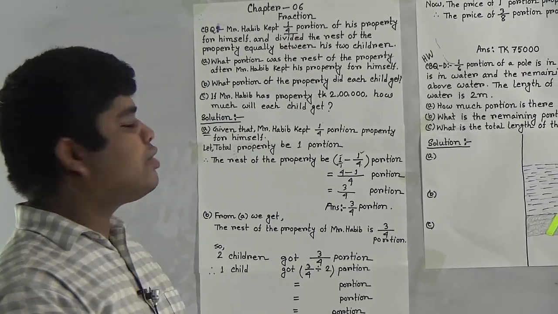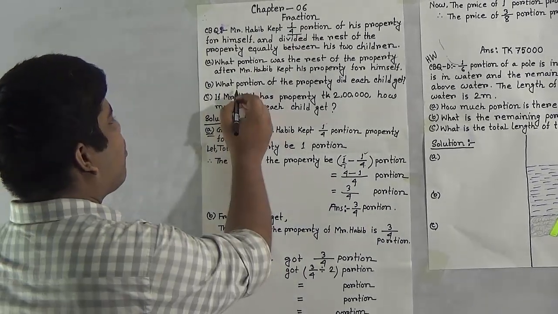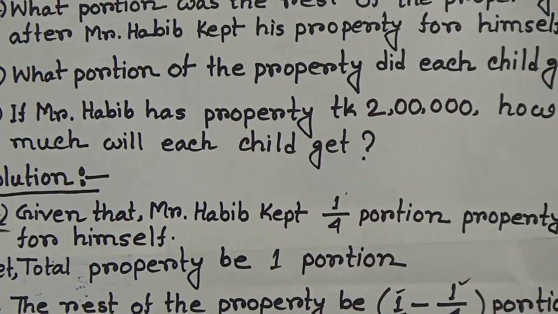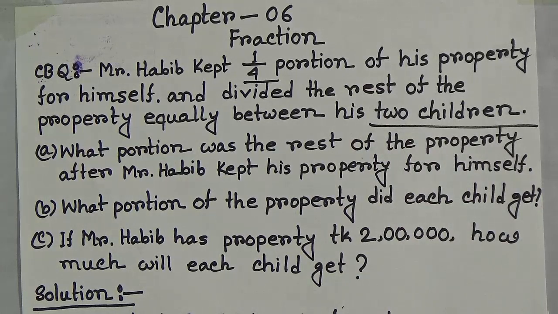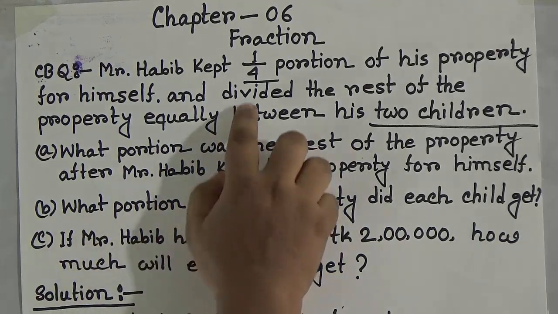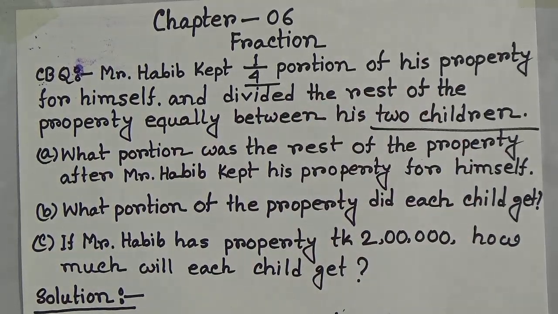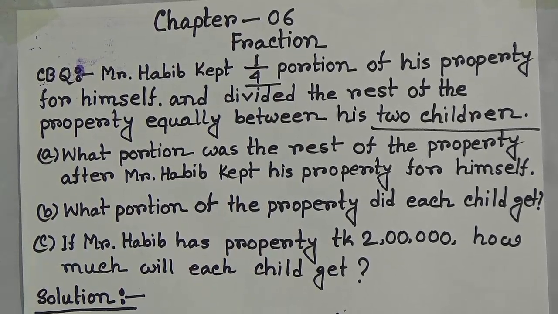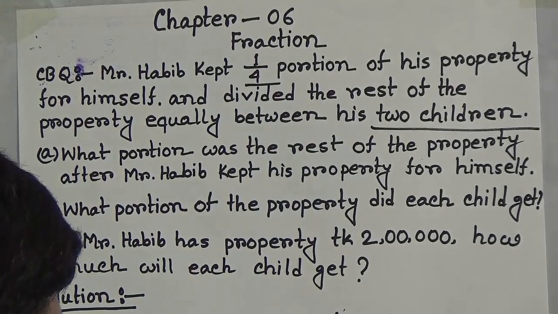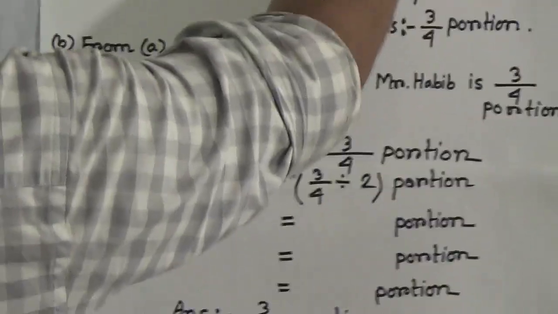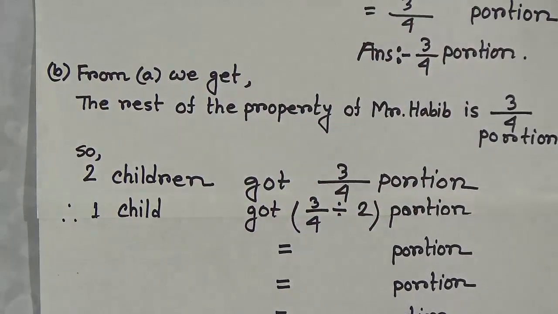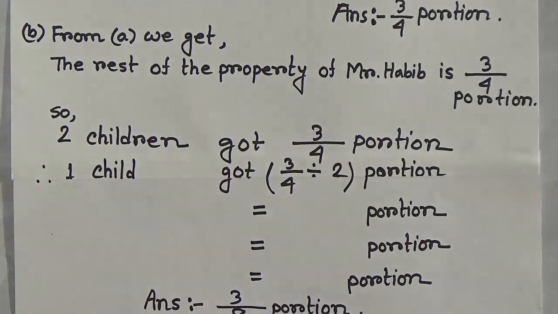Okay, now we go to our next question. Our next question is, what portion of the property did each child get? From this stem we say that Mr. Habib has 2 children. How many children? 2 children. This information is needed to solve this math. So at first we read the stem: divide the rest of the property. From A we get the rest of the property of Mr. Habib is 3/4 portion, as this 3/4 portion is divided between his 2 children. From this information we can write 2 children got 3/4 portion of property.